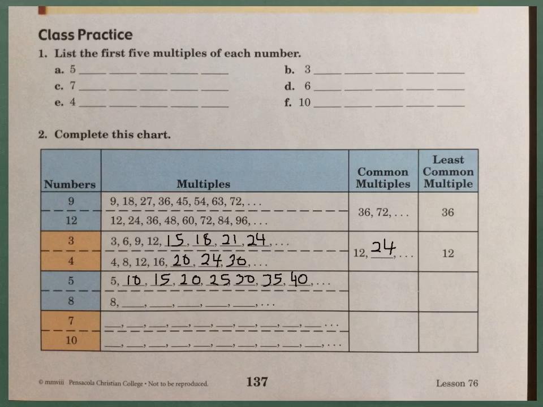And then we're looking at 8. They've done 8 for us. Now what's the second multiple of 8? It'd be 16, then 24, then 32, then 40, and then 48. Dot, dot, dot.